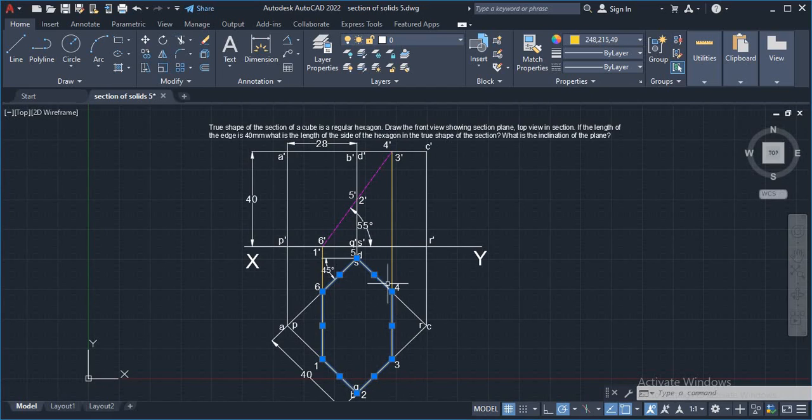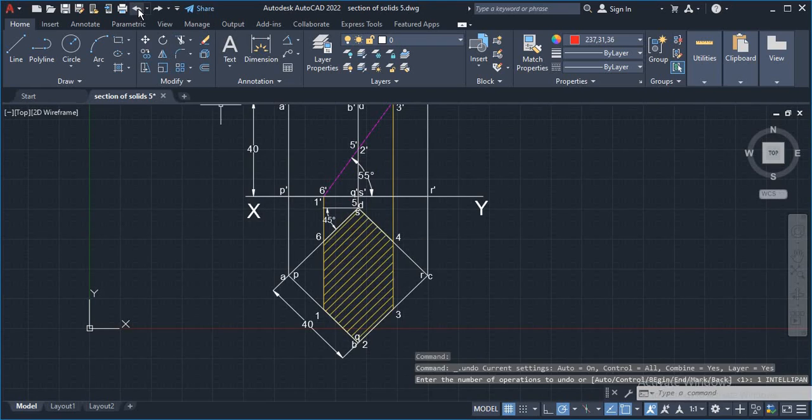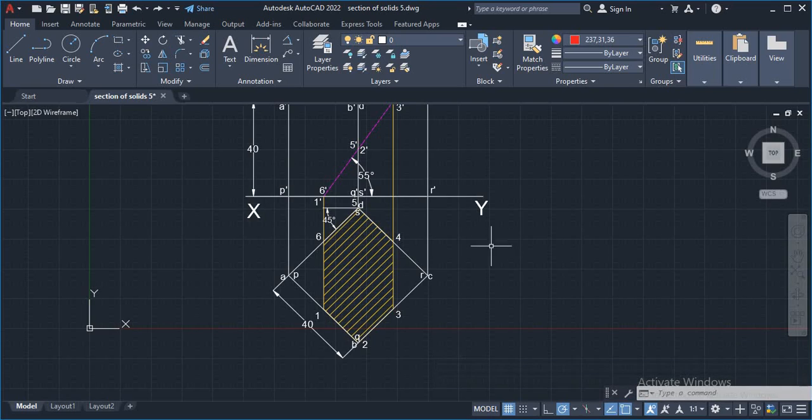Now you shade this. You have to give hatch lines. So this is the top section view of the cut solid.